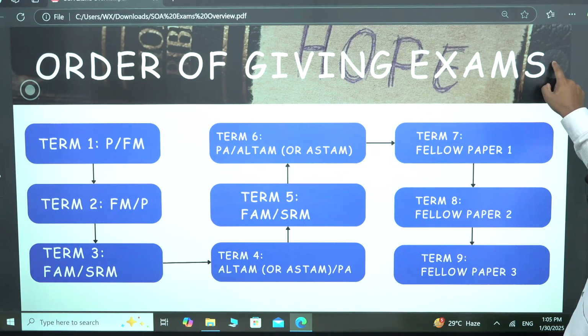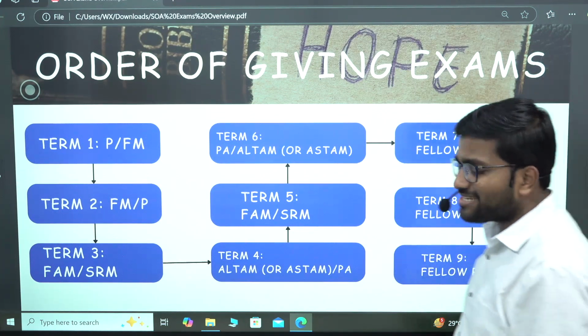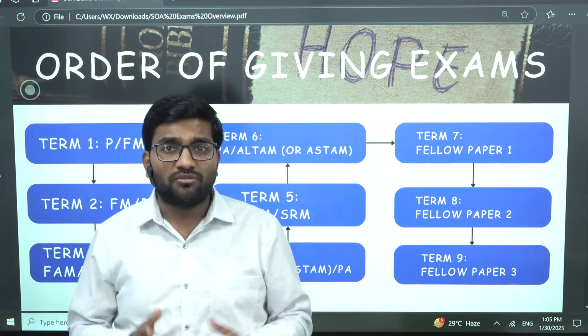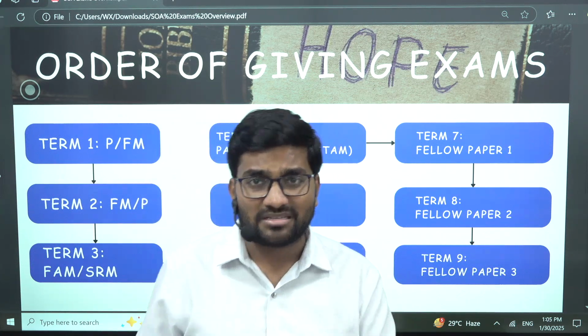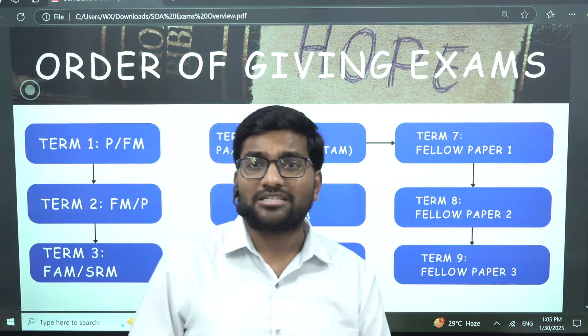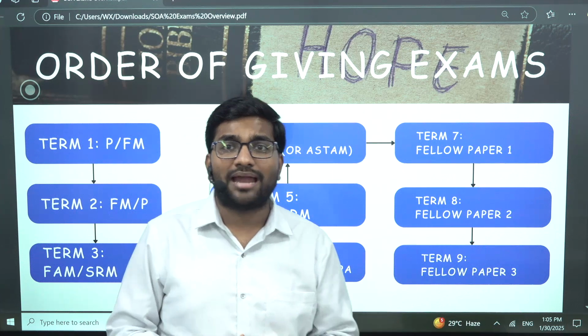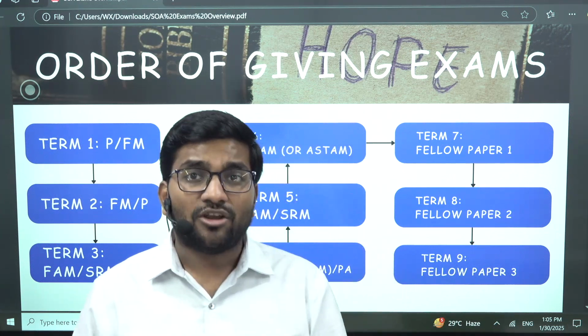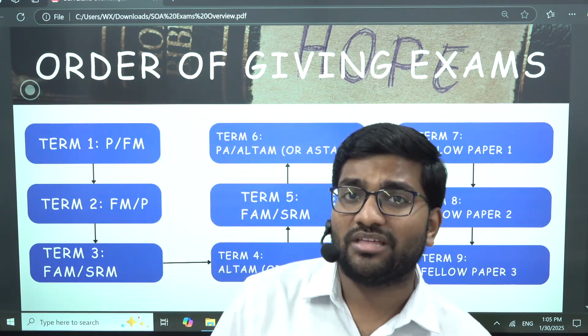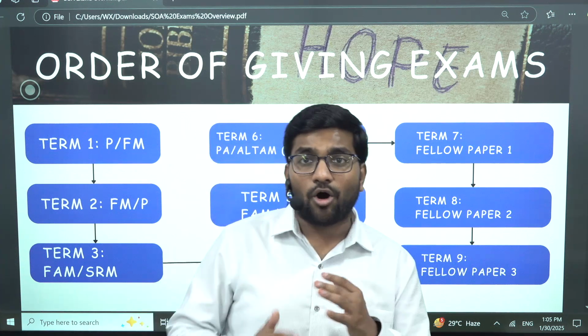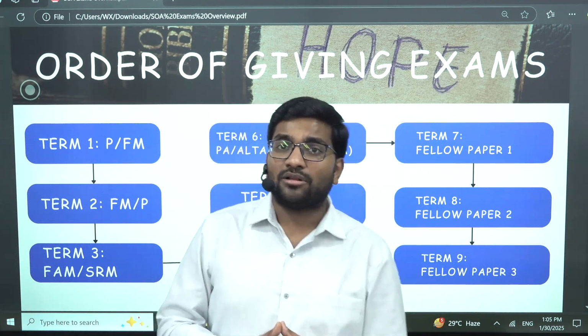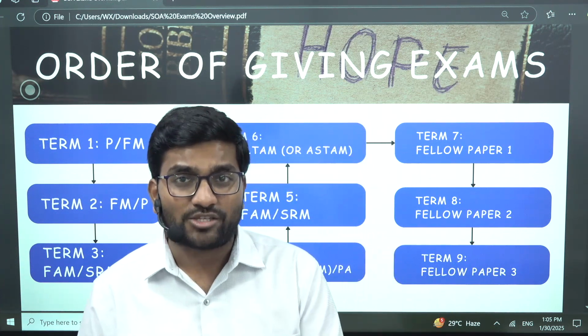Now, how much time does it take to become a fellow? Leaving aside the work experience requirements, if you want to become an associate, you can easily do that in approximately 3 to 4 years. And if you want to achieve the status of clearing all the papers, you can easily do that in 4 to 5 years from the SOA body.